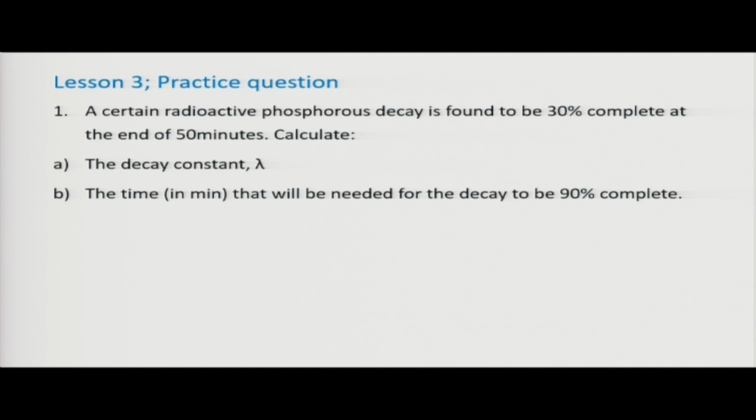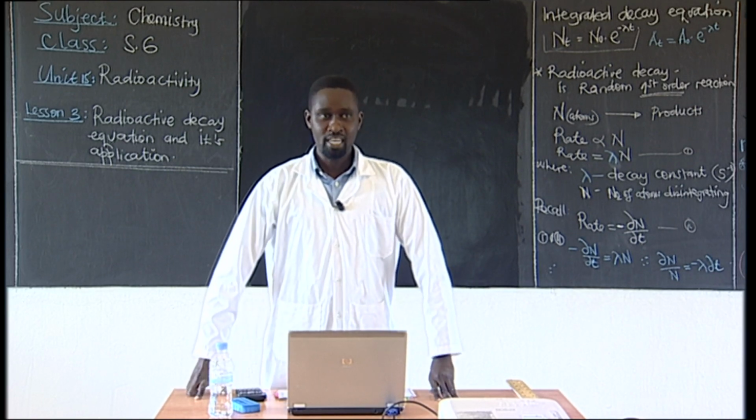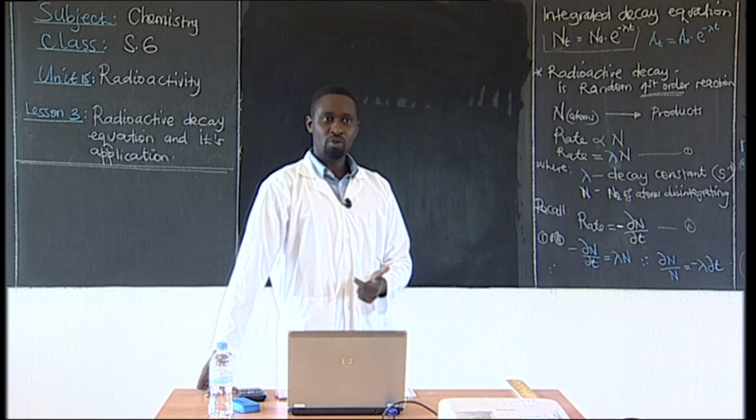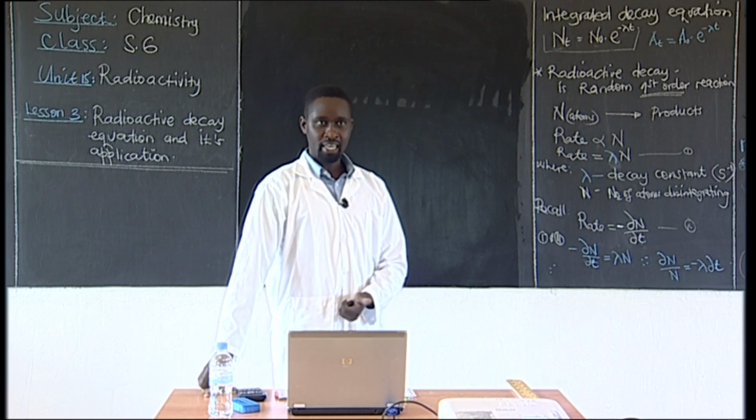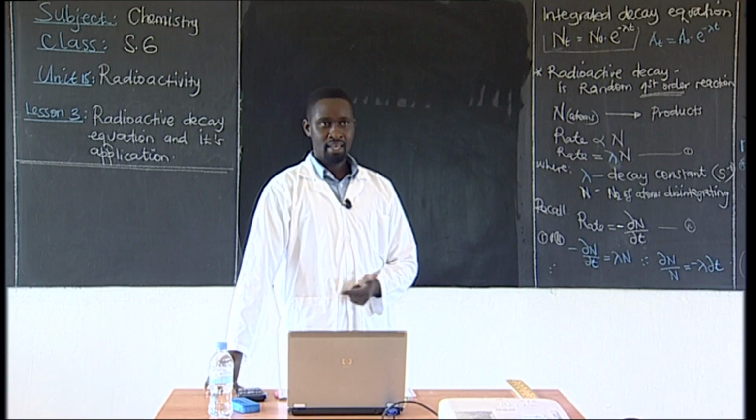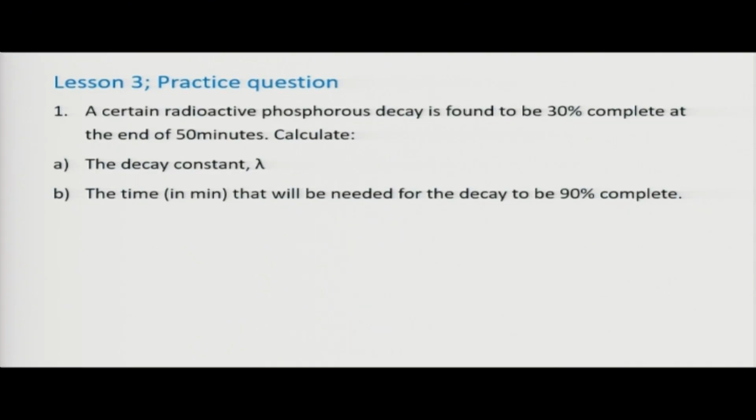So, what is the question asking us? They're saying a certain radioactive phosphorus decay is found to be 30% complete at the end of 50 minutes. Now you may wonder, how do they come to that? That is carbon dating. Remember, I left you with the exercise to read about how carbon dating is exactly done. Now it is time to apply that knowledge in this part.